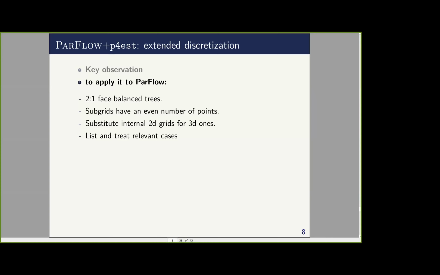And of course, we now have to generalize the approach from before to a 3D case, and for the case of our equation, which is Richards' equation. So we have to list and treat all the relevant cases. Of course, I started treating Richards' equation with constant coefficients, so everything is easy, such that it reduces, as a first step, to a Poisson equation.